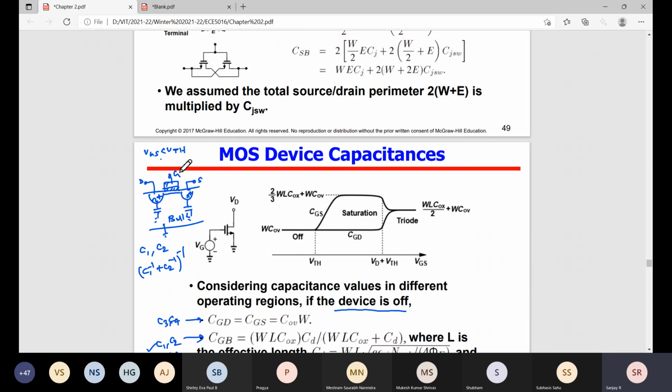Small number of electrons there. Channel not sufficient to turn on. Okay, sir. For that weak inversion, the overlap capacitance will also be considered. Yeah, because it will come like that, no? Okay, sir.